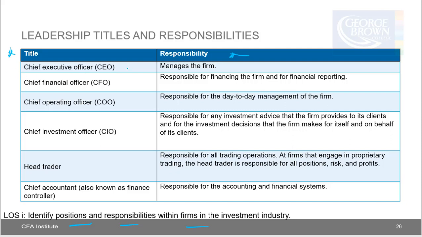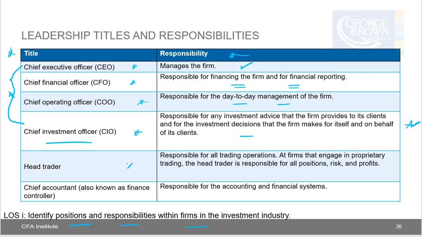Anyhow, starting then with the chief executive officer, the CEO, that is the person who manages the firm. The chief financial officer is responsible for financing the firm and for financial reporting. Okay. The chief operating officer is responsible for the day-to-day management of the firm. The chief investment officer is responsible for any investment advice that the firm provides to its clients and for the investment decisions that the firm makes for itself on behalf of its clients. So that's an exciting role if you're interested in the investment industry, to be the CIO, Chief Investment Officer, and if it's a small firm, you can be the CEO and the CIO, okay? And so you not only manage the firm, but you're also responsible for the investment advice that you provide to your clients and the investment decisions, okay?